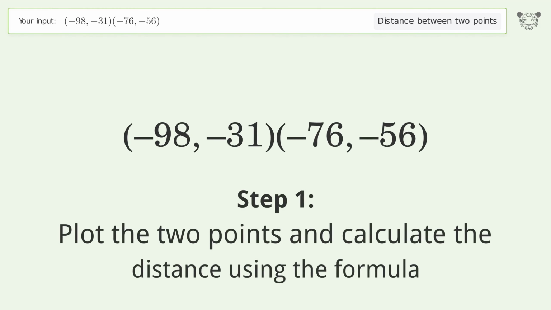The coordinates of point 1 are x1 equals -98 and y1 equals -31. The coordinates of point 2 are x2 equals -76 and y2 equals -56. D is the distance between the 2 points.